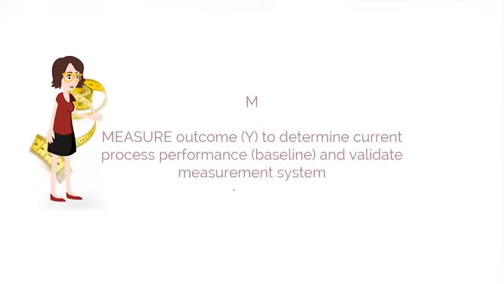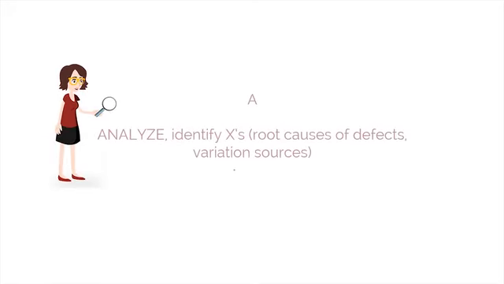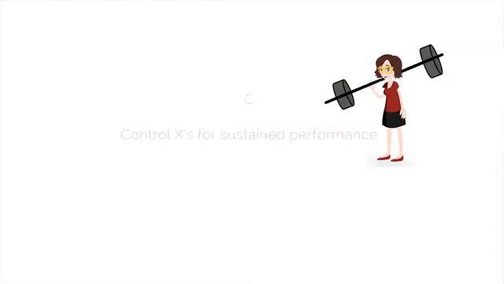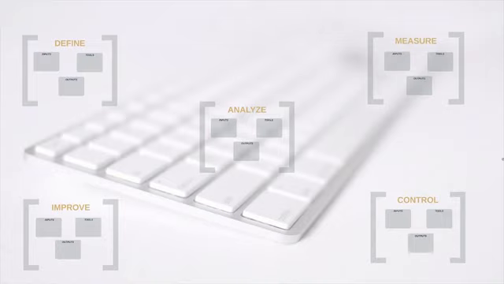M is to measure the outcome Y, to determine the current process performance baseline and validate the measurement system. A is for analyze: identify X's, root causes of the defects, and variation sources. I stands for improve the process by eliminating defects. C means to control X's for sustained performance. Now we will look at each of these phases.